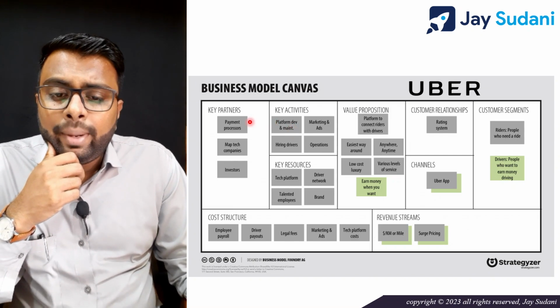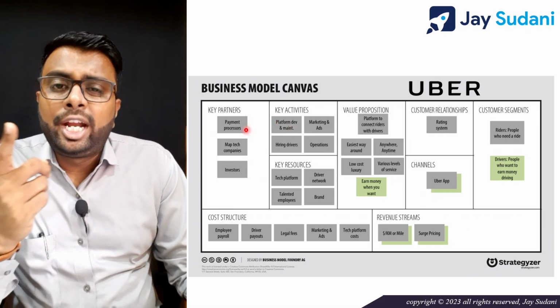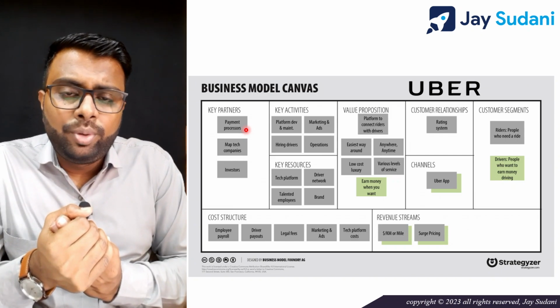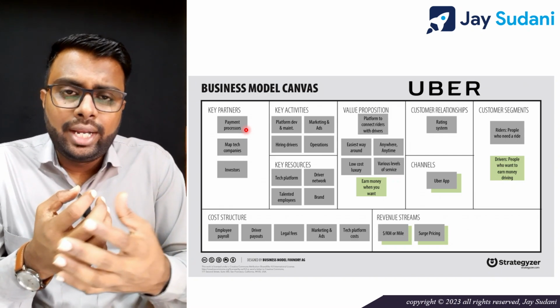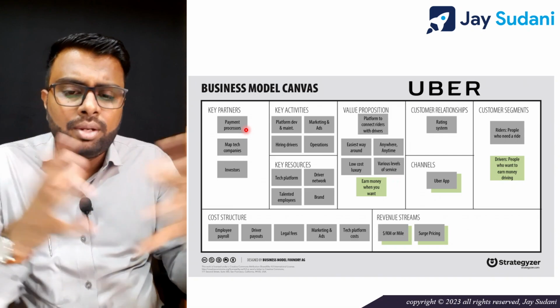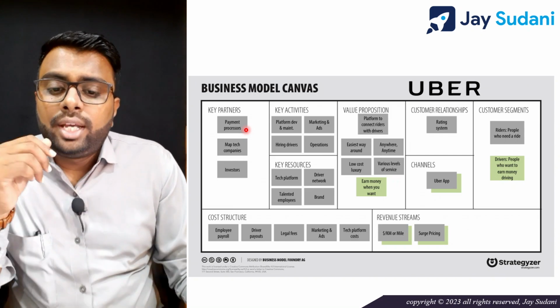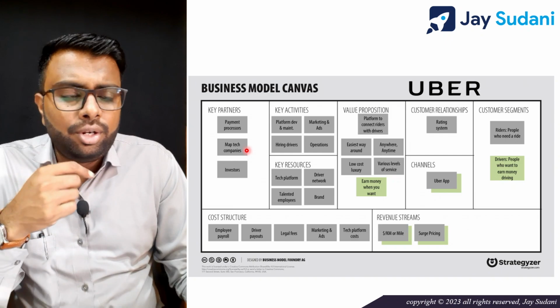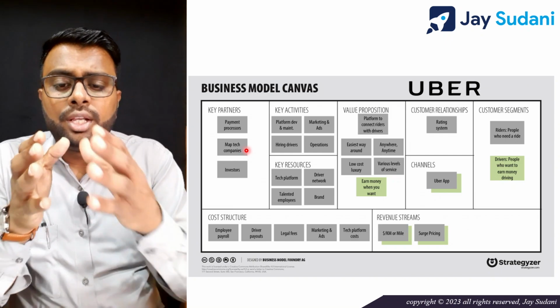And then who are the key partners? Payment processors, payment gateways, right? Once the person takes the Uber ride, they will pay for that online, so the payment gateways, Razorpay or other gateways, will come into the picture. Then they will need the location and GPS coordinates, so they will need to tie up with tech companies, because they are not doing that on their own.